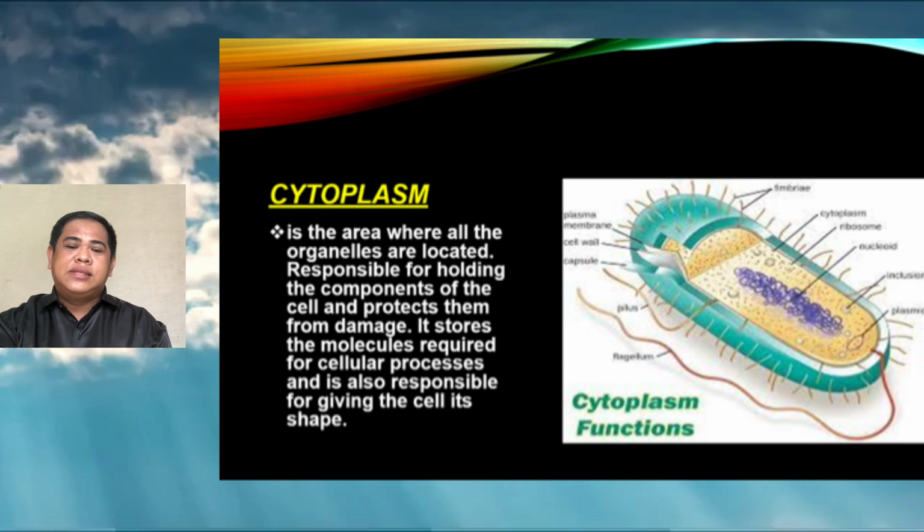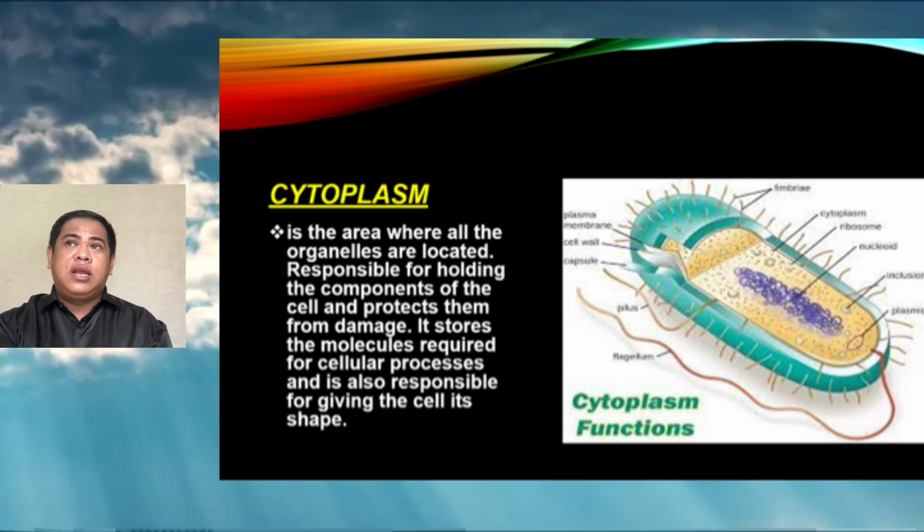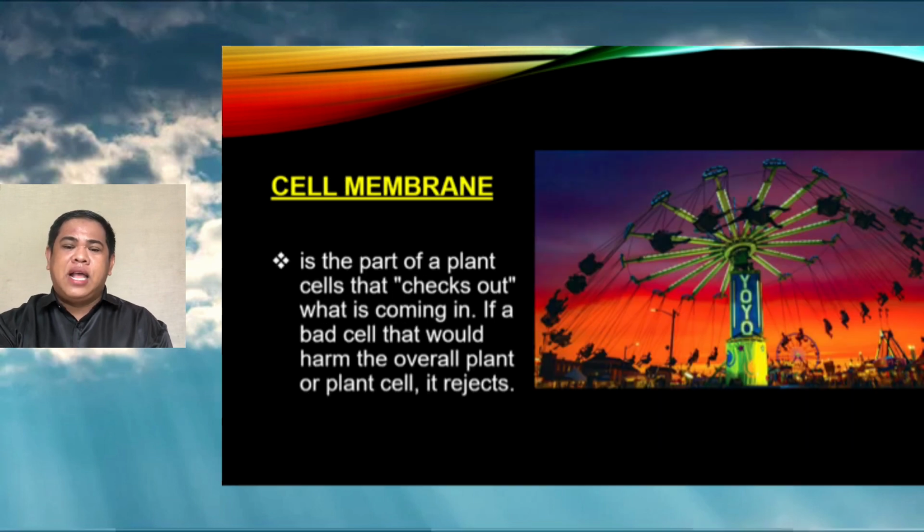So what is the cytoplasm as we relate it to real-life situations through a roller coaster? The cytoplasm is the area where all the organelles are located, responsible for holding the components of the cell and protecting them from damage. It stores the molecules required for cellular processes, and it is also responsible for giving the cell its shape.